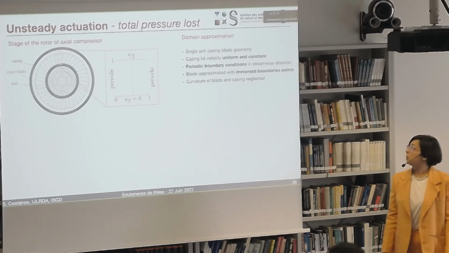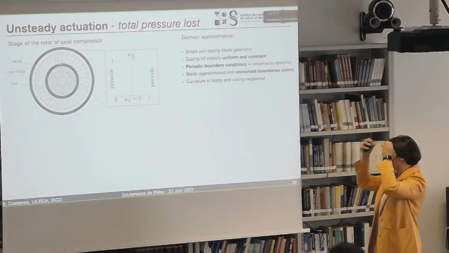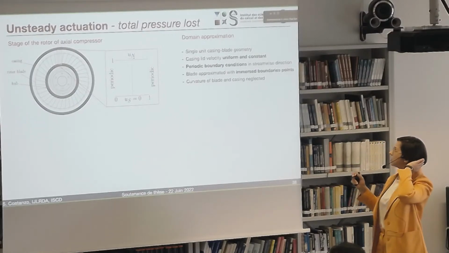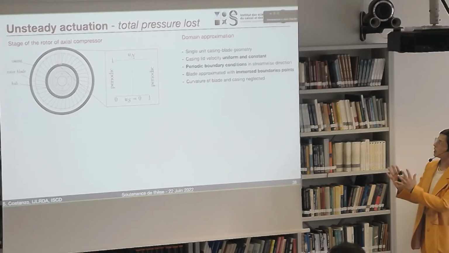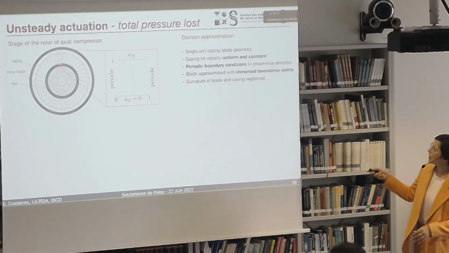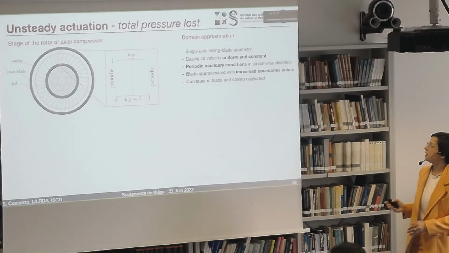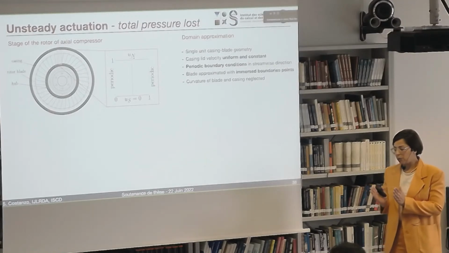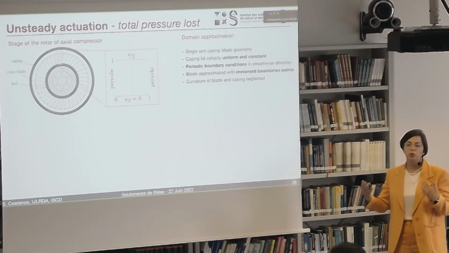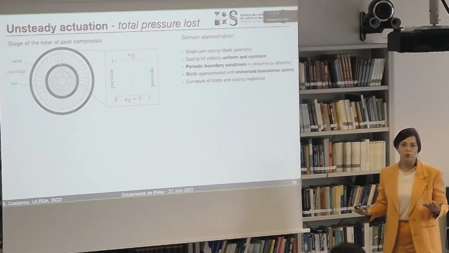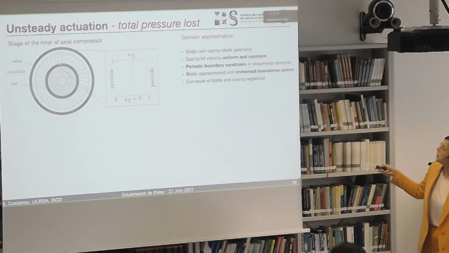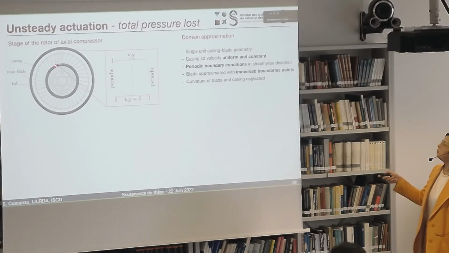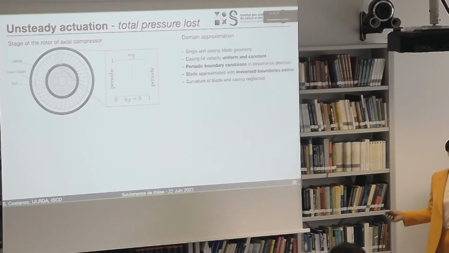So we built a toy problem to simulate what happens in the stage of a rotor in an axial compressor. We did some approximations, of course. We are considering a single unit casing. We simulate the blade using immersed boundary points. And in order not to move the immersed boundary points, because then it would take a lot of time to recompute all the interpolation and regularization operators between the Lagrangian points and the Cartesian grid, we decided to move the lid. We have periodic boundary conditions, and we neglect any kind of curvature.